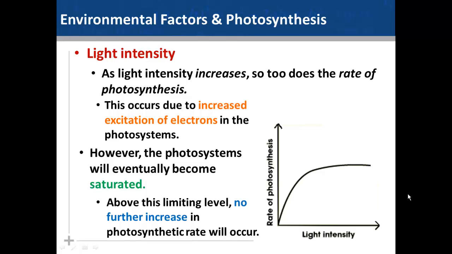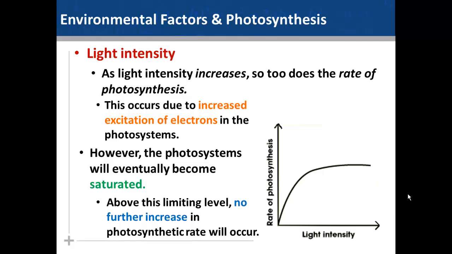And the reason for that is because the photosystems will eventually become saturated. A good way to think about saturation is to think about a sponge. If you leave a sponge in a bucket of water for 3 hours and you come back, you can't put any more water into that sponge. It has absorbed all of the water that it possibly could. The same thing sort of happens here. The photosystems get so much light and they're excited so often, you just can't increase past that level. So above that limiting level of light intensity, no further increase in photosynthetic rate will occur.